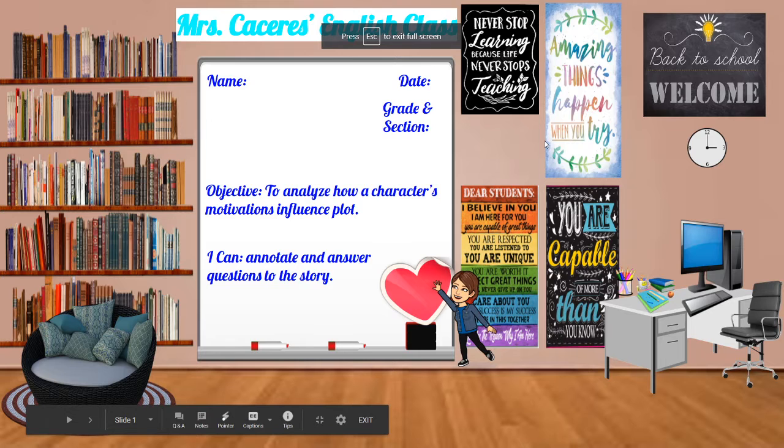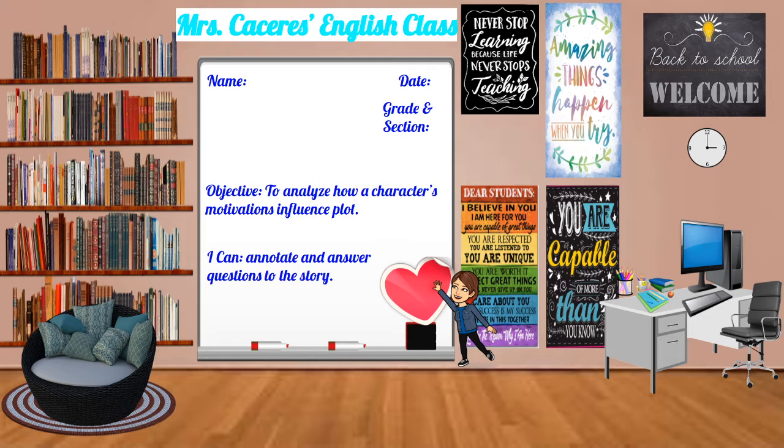So, just like every day, we start in our notebooks with our heading, which consists of our name, be it your first and last name or your complete name, that's your choice, date, grade, and section. Below that, you are going to write down your objective and your I can statement. Our objective for class today is to analyze how a character's motivations influence plot, which is the plot in the story. And our I can statement is I can annotate and answer questions to the story.